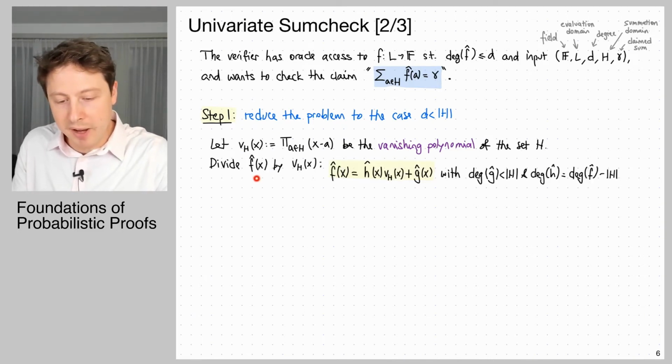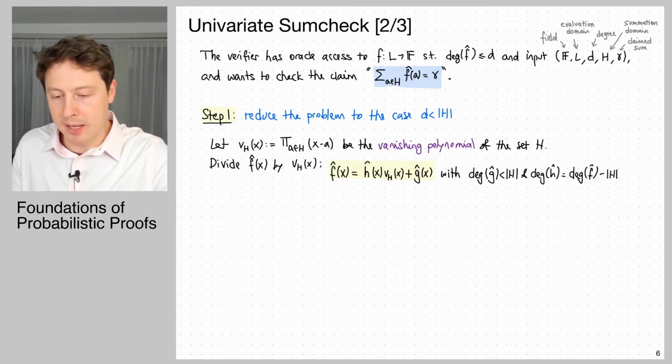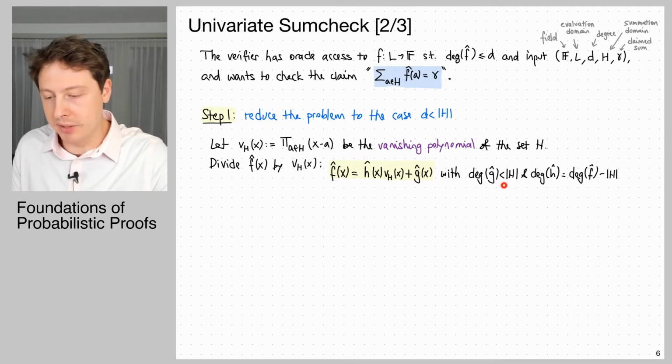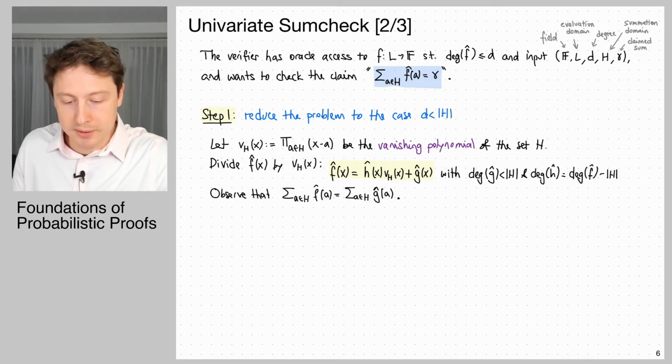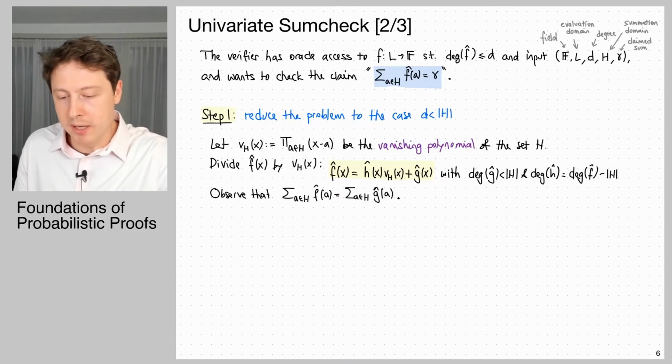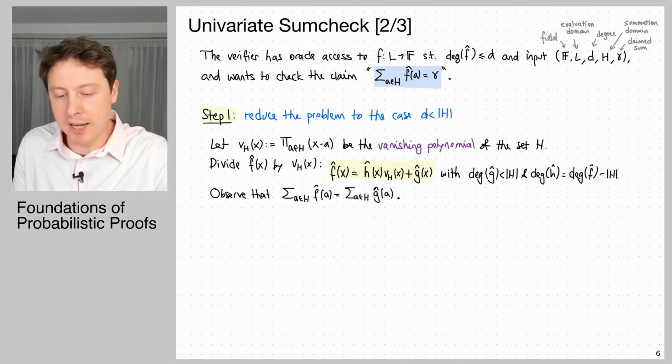And if I divide f hat by v sub h, I obtain the quotient and the remainder, right? The remainder has degree strictly less than the dividend, right? And the quotient is whatever is left, right? Notice that if I write f hat this way, I might as well focus on g hat because they sum to the same quantity over h, right?